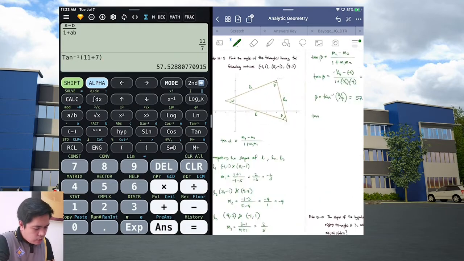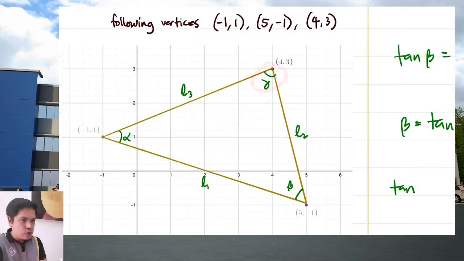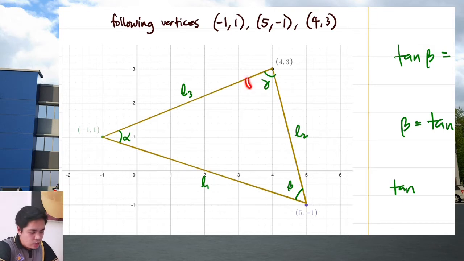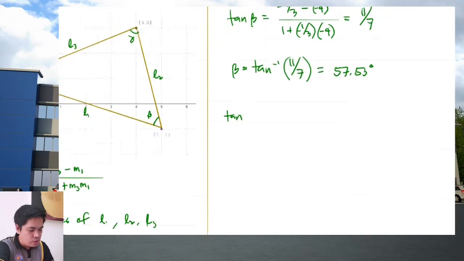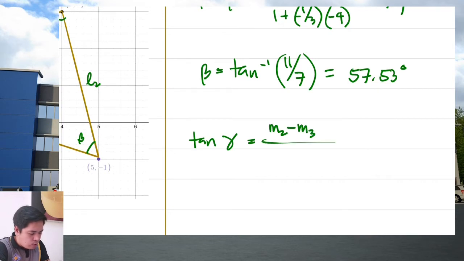That would be angle gamma. For angle gamma is this. So that's the angle of intersection between line 3 and line 2. Since it's counterclockwise again, this is our direction. So we start with line 2. So that would be M2 minus M3. So tangent gamma is equal to M2 minus M3 over 1 plus M2 M3.